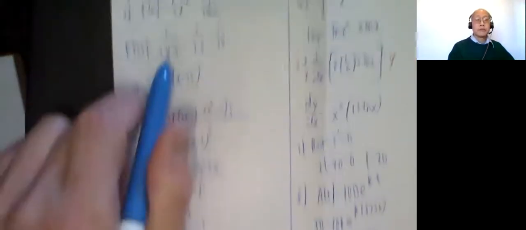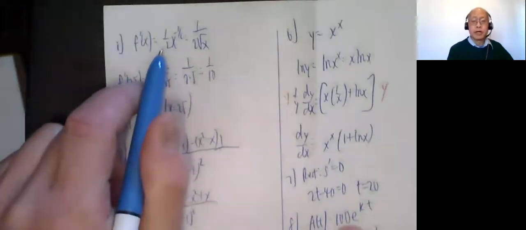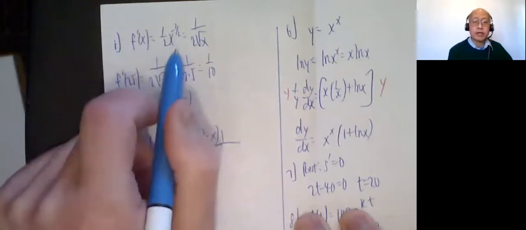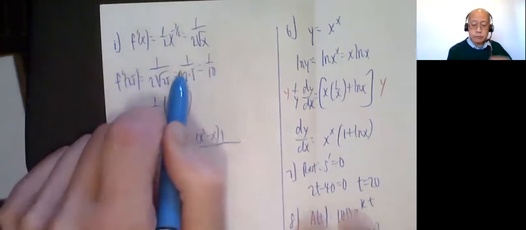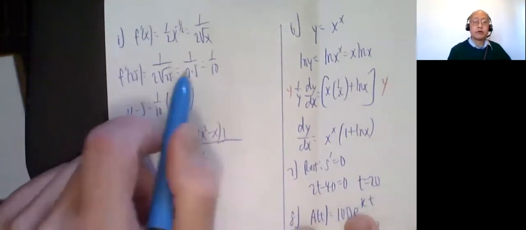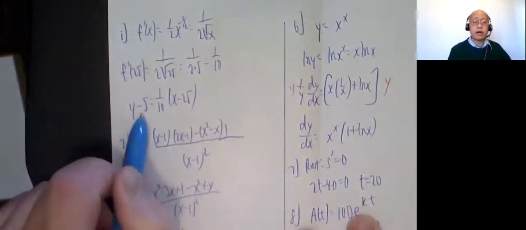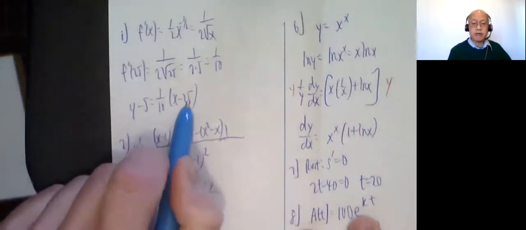Okay, number 1, the function was square root of x, which we want to think of as x to the 1/2. Derivative of x to the 1/2 is 1/2 x to the negative 1/2, 1/2 radical x. Plug in 25, 1/2 radical 25, 1/2 times 5 is 1/10. So y minus y1, y minus 5 equals m, 1/10, times x minus 25.